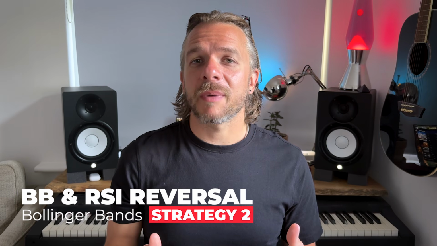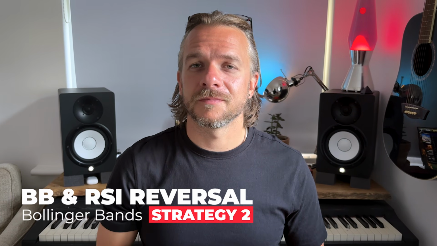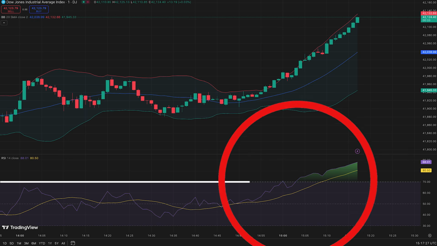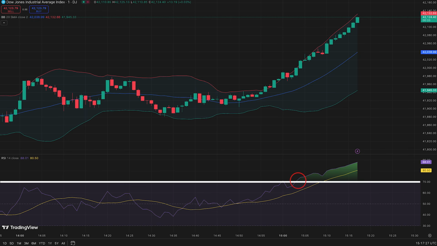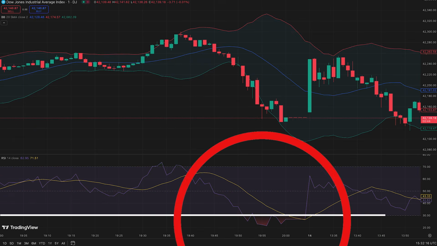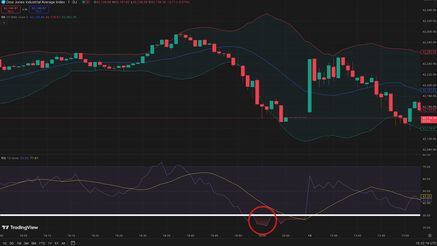Strategy 2, Bollinger Bands and RSI reversal. A good strategy is to combine the Bollinger Bands with the RSI, which is an indicator that measures how fast and how strong the price moves over a recent period, spotting when a stock is overbought or oversold. So if this purple line breaks above this 70 line, then this stock is considered to be overbought, and we could see a pullback. If the line breaks beneath this 30 line, then this stock would be considered to be oversold, and we could see a bounce.